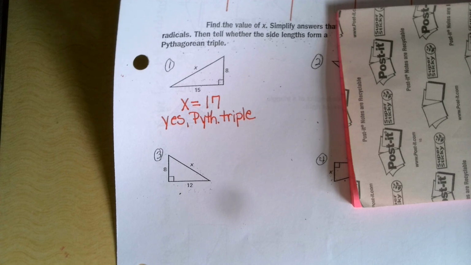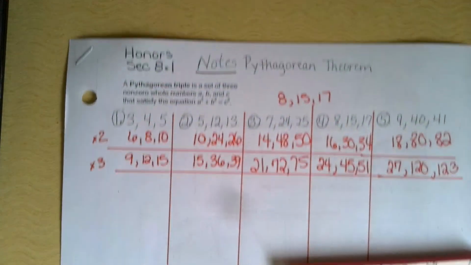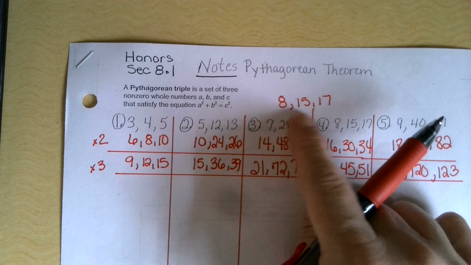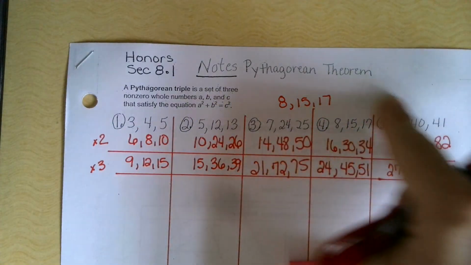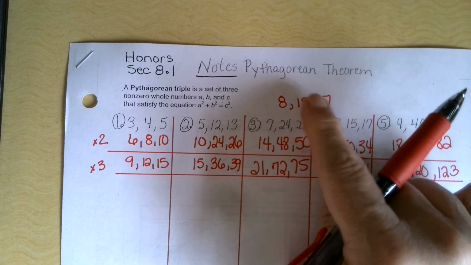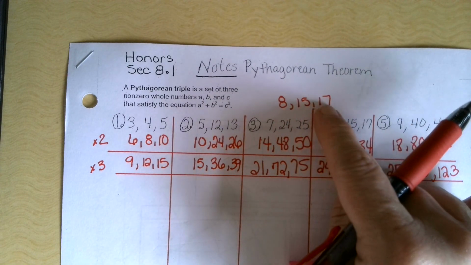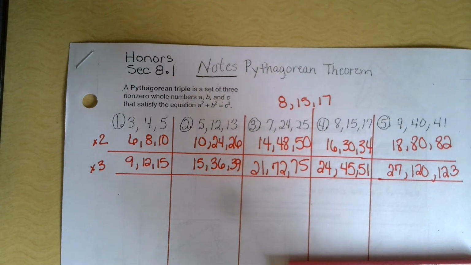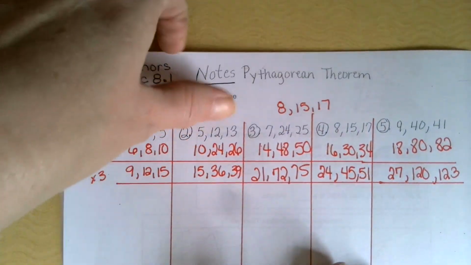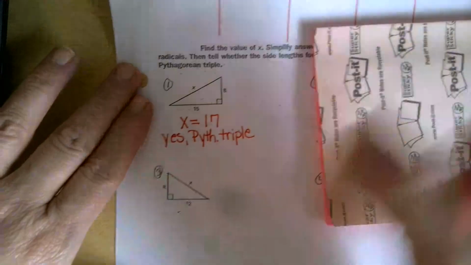By the way, I didn't tell you this because I wanted you to use the chart to investigate, but go ahead and write this down as well. 8, 15, 17 is another one. There's basically 6 that are very common. So 16, 30, 34, and so on. If you wanted to add that in there, you could, but that is another Pythagorean triple, which happens to work on this problem right here.